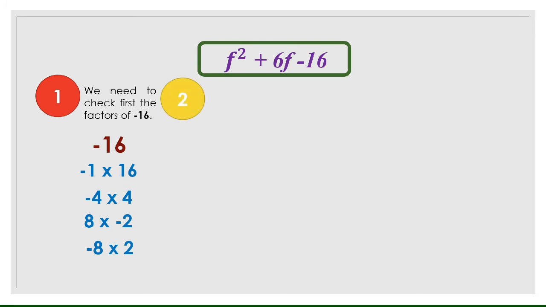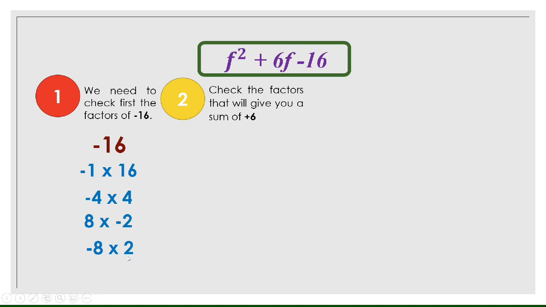So, same thing, we would also check the factors na kapag pinag-add natin will give us a value of positive 6. Kasi ito yung pangalawa, diba? Yung pinag-usapan natin kanina. So, let's see. If we add negative 1 and 16, would it be equal to 6? No. Kasi negative 1 plus 16 is positive 15. How about this one? Negative 4 plus 4. Would it give you a sum of positive 6? No. So negative 4 plus 4 is equal to 0. How about negative 8 and 2?